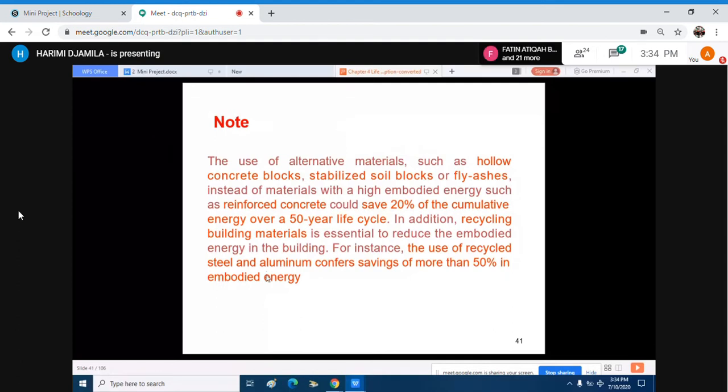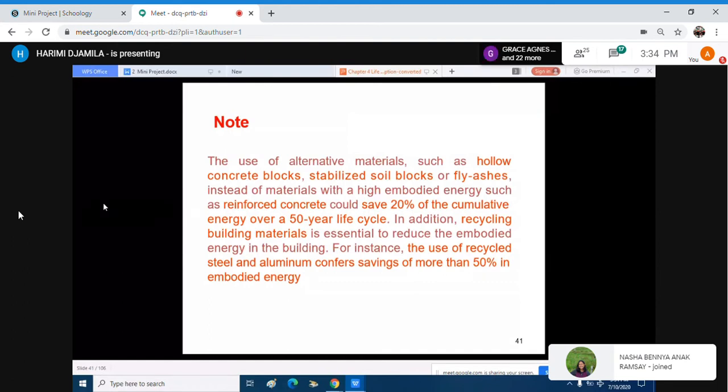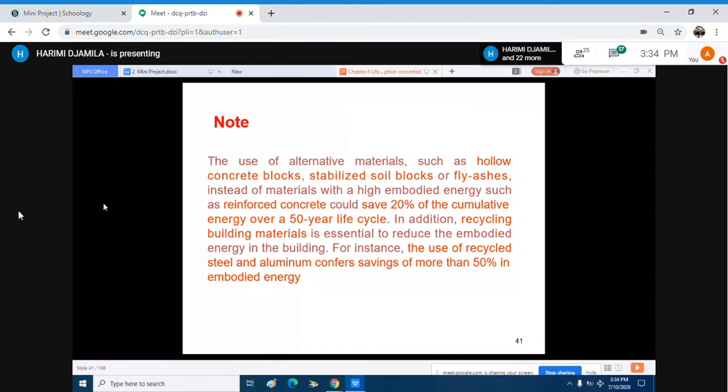Sometimes it may have a negative impact on the environment, in which case it is better to minimize its usage, not to ignore it or avoid it at all, but minimize it to the least possible amount.